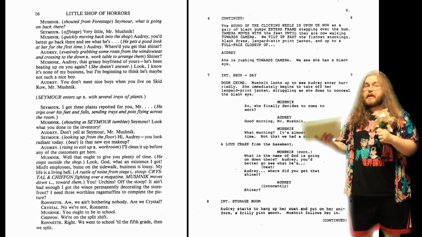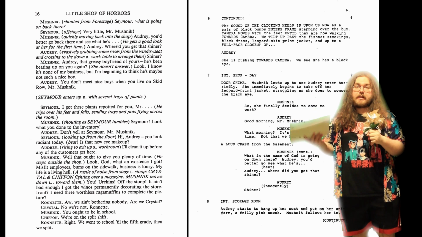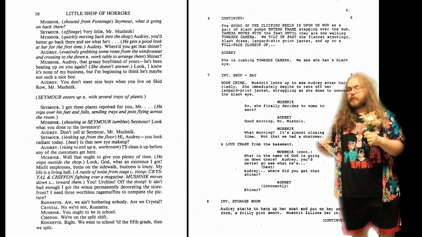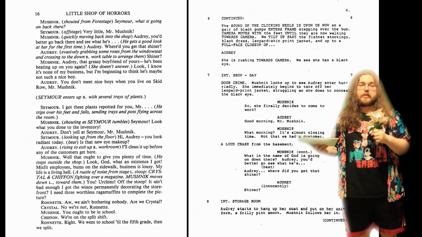It doesn't have to worry about camera directions, it doesn't have to worry about editing directions, and it doesn't have to worry about a lot of the action. It's mainly a little bit of action and dialogue. It's more accustomed to a script than a screenplay.